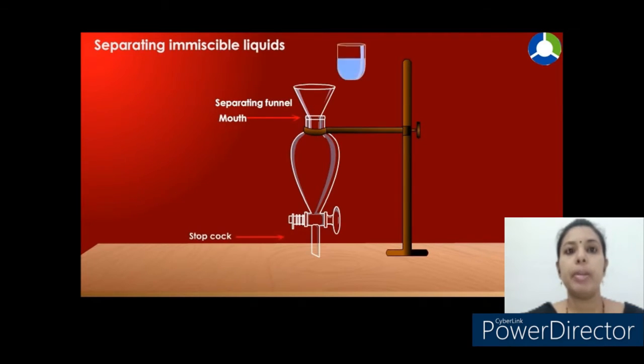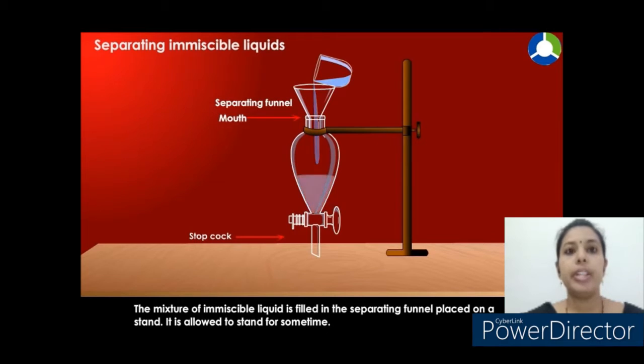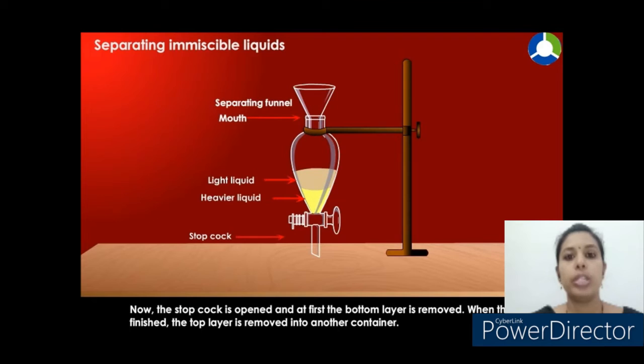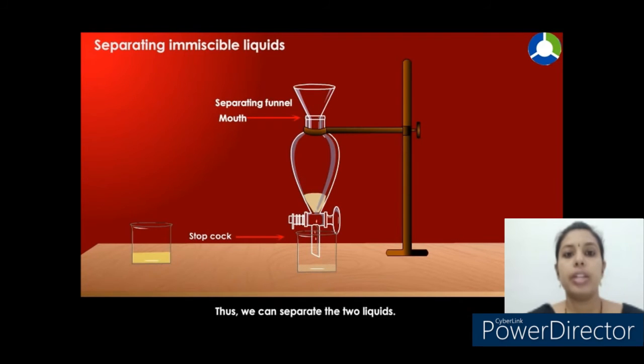The mixture of immiscible liquids, oil and water, is filled in the separating funnel placed on a stand. It is allowed to stand for some time. The two liquids, oil and water, form distinct layers. The lighter liquid, oil, comes to the top and the heavier liquid, water, settles at the bottom. Now the stopcock is opened and at first the bottom layer, water, is removed. When this is finished, the top layer, oil, is removed into another container. Thus, we can separate the two immiscible liquids.